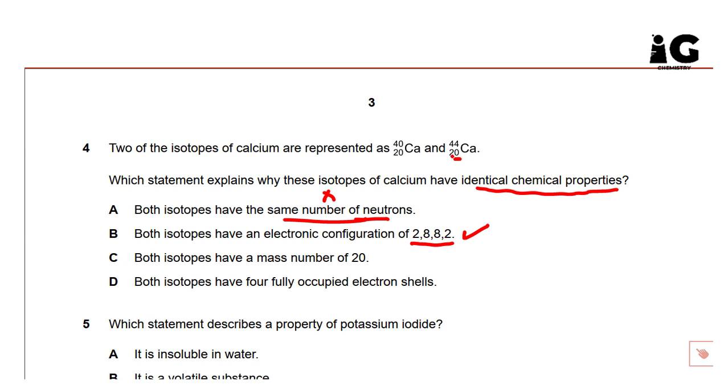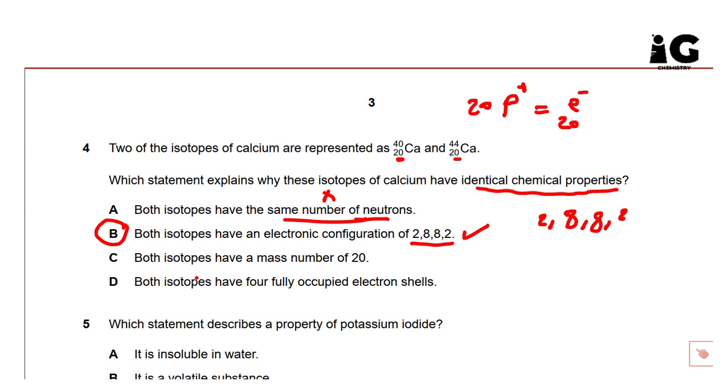So if you check 20, which is the number of protons, and we said a little earlier that protons in the neutral atom must equal electrons to make the atom neutral. Because we have 20 protons, we must also have 20 electrons. So if you distribute 20, it's going to be 2, 8, 8, 2, and this is for both of them. So actually this answer is correct.